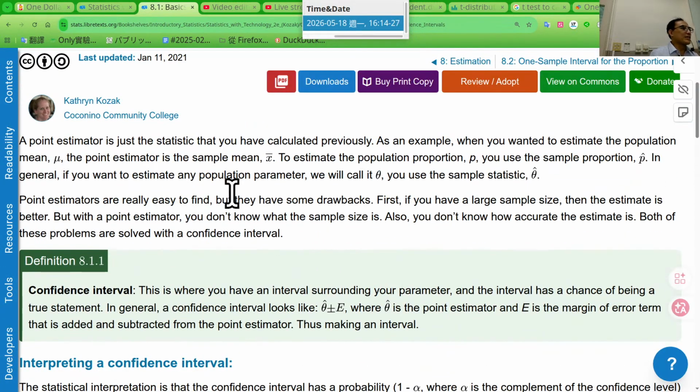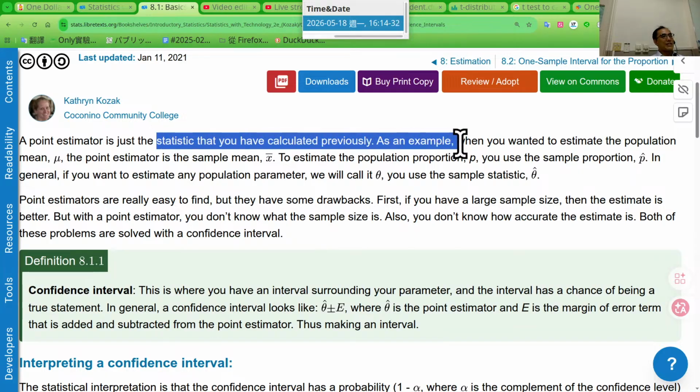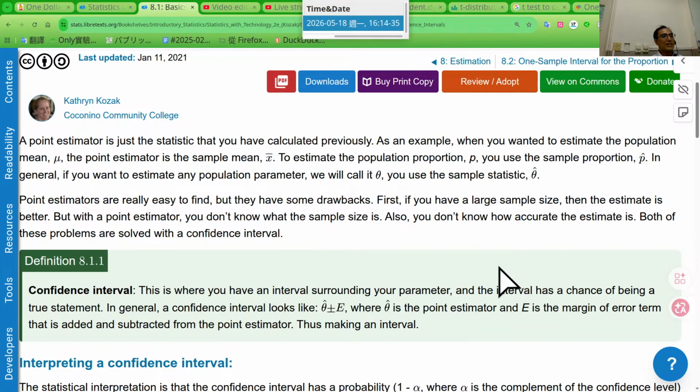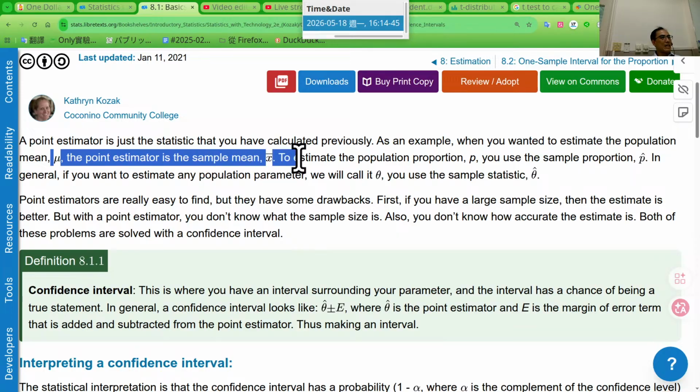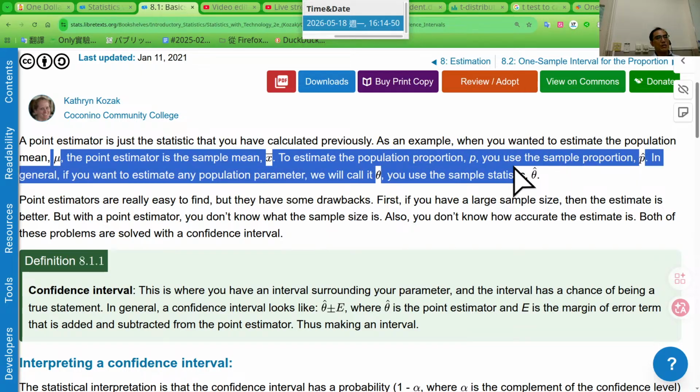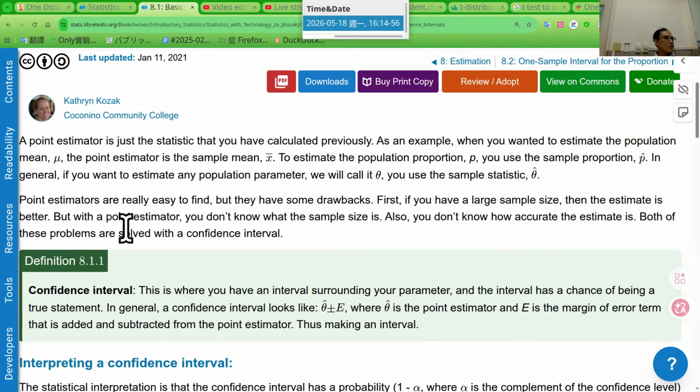Okay, a point estimator is just the statistic that you have calculated previously. As an example, when you want to estimate a population mean, mu, the point estimator is the sample mean, x bar. To estimate the population proportion, p, you use the sample proportion, p hat. In general, if you want to estimate any population parameter, we call it theta, you can use the sample statistic theta hat.